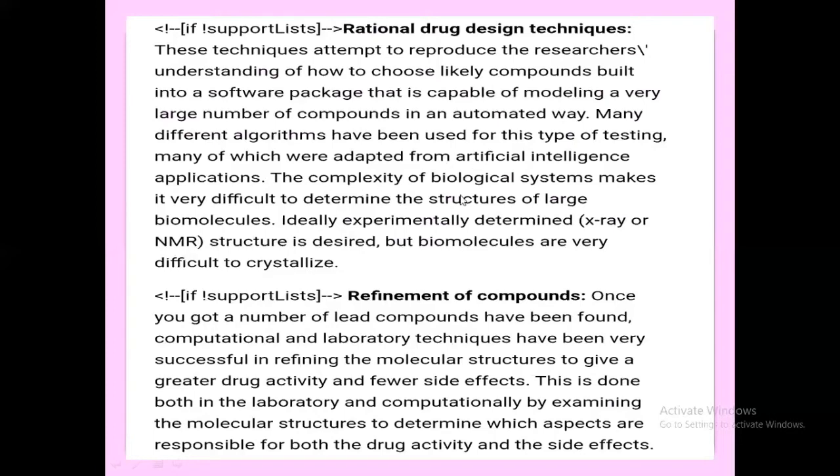The complexity of biological systems makes it very difficult to determine the structures of large biomolecules. Ideally, an experimentally determined structure is used. Experimentally means using the X-ray crystallography method or the nuclear magnetic resonance (NMR) method. You can determine the structure of any compound. But biomolecules are very difficult to crystallize. Some of the biomolecules cannot be easily studied, and they cannot be easily crystallized. So for that kind of molecules, you can use this bioinformatic designing method.